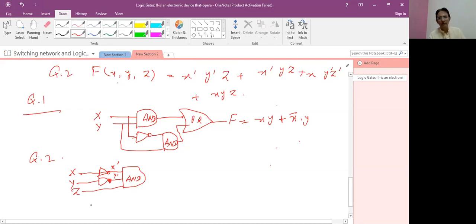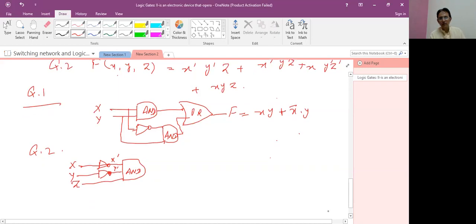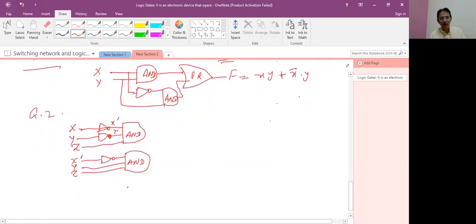Similarly, for the next, X complement is connected with an AND gate. The second AND gate, because it has four terms, so we will draw four AND gates one by one. Y and Z are connected with this symbol. These are the inputs of the second AND gate. And the third one is X into Y complement, Z complement. Then we draw another AND gate.